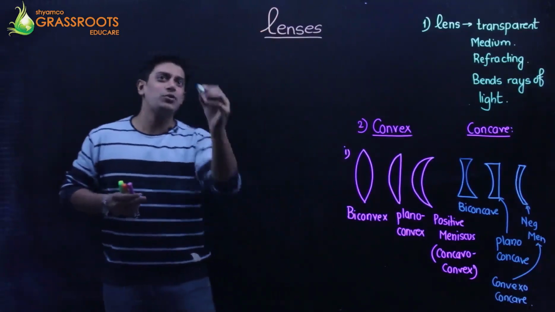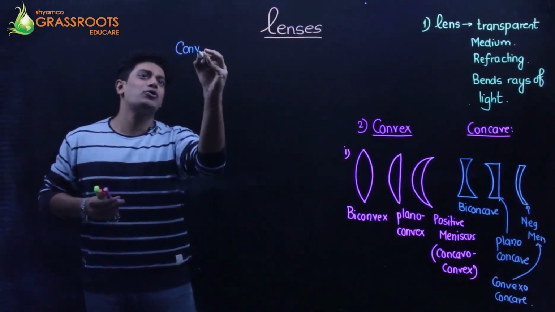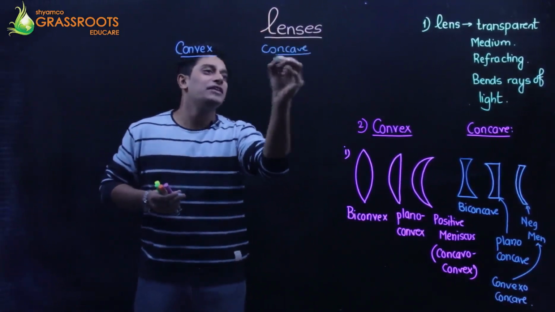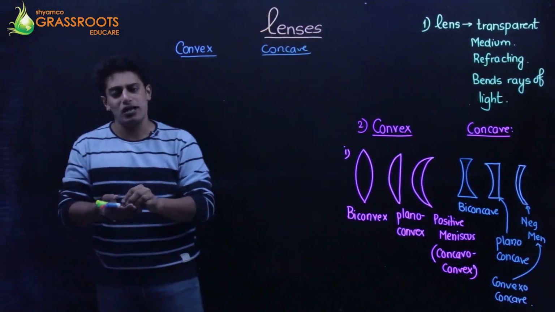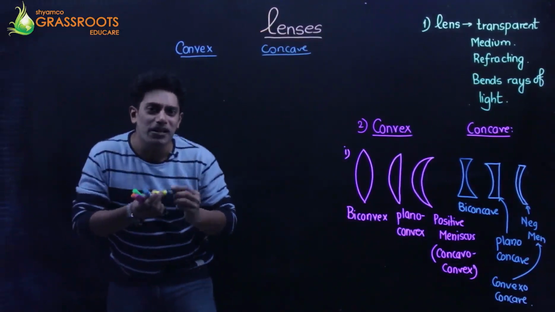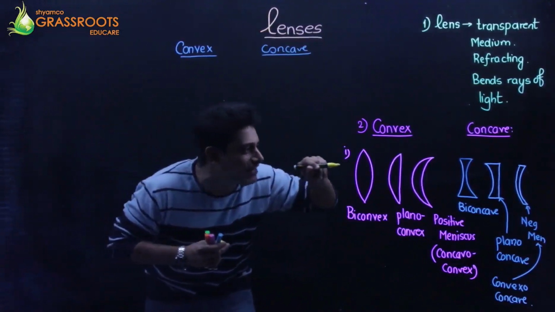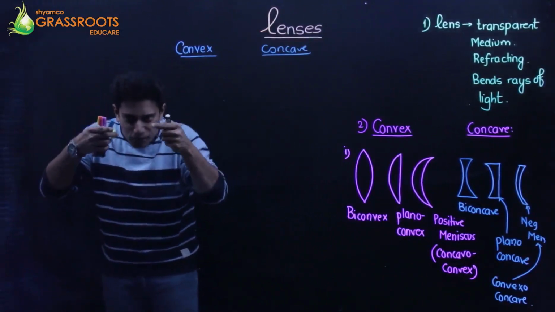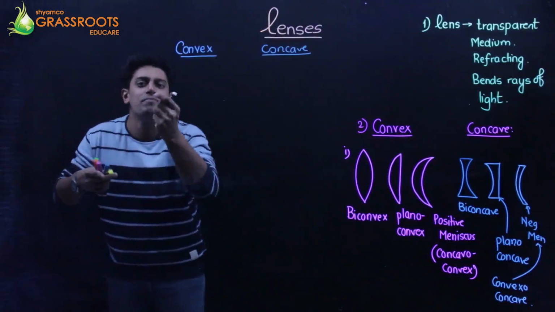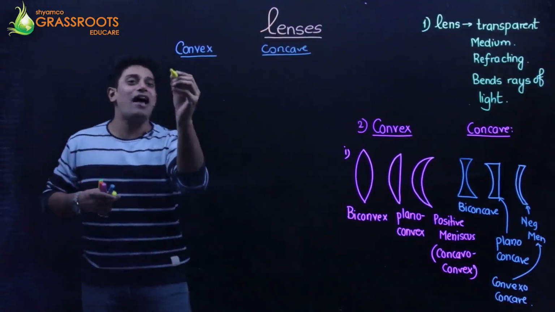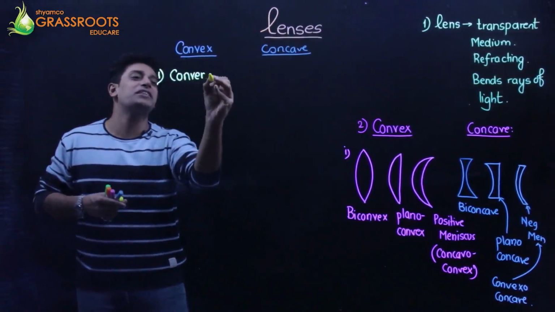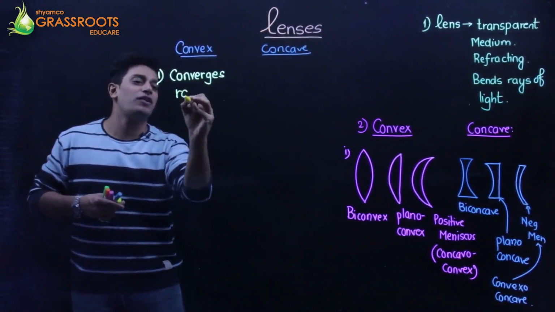Convex lens क्या करता है? Let's study. So talking more about convex lens and a concave lens. Convex क्या करता है? सुनो मेरी बात. जब भी ray of light convex पे गिरता है, वो rays of light को converge करता है. कन्वर्ज मतलब एक पॉइंट पे मिलाएगा. So I will say the first point, simple keywords: it converges the ray of light.